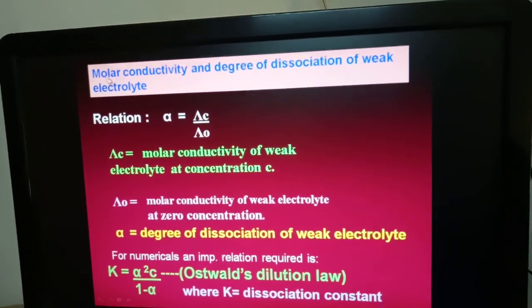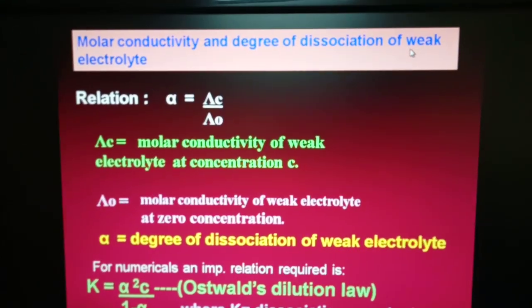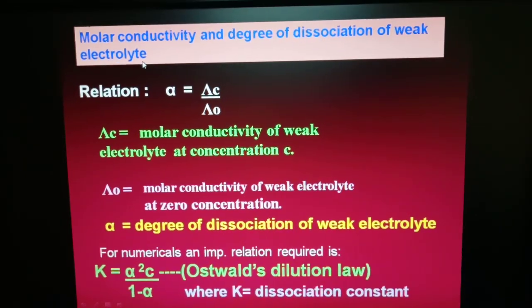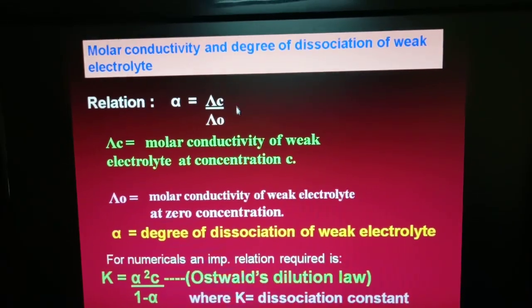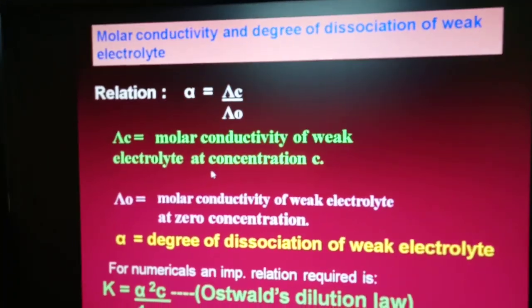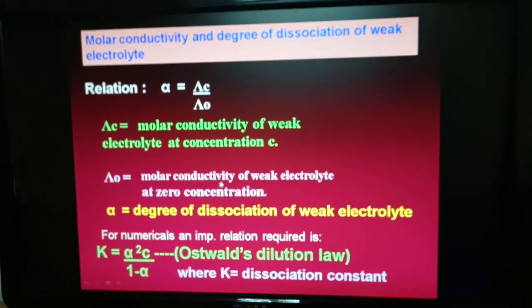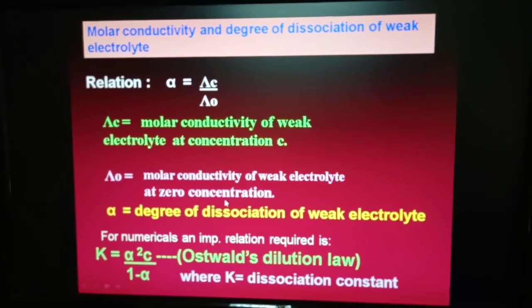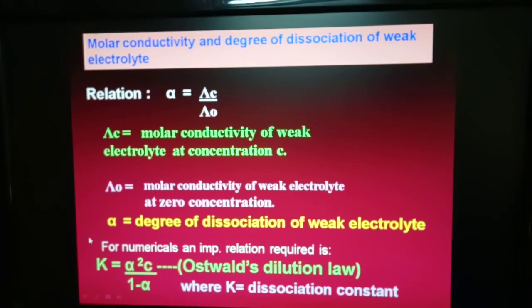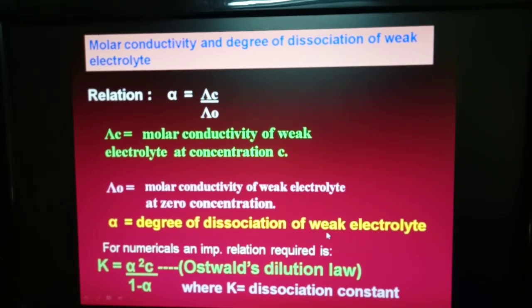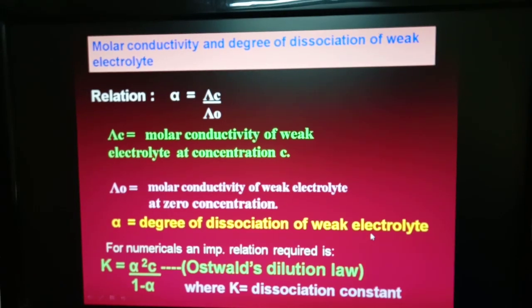Next, we will study the relation between molar conductivity and degree of dissociation of a weak electrolyte. We should know only the relation; there is no need of derivation. The relation is alpha is equal to λC upon λ0. What do you mean by λC? λC is the molar conductivity of the weak electrolyte at concentration C, and λ0 is the molar conductivity of the weak electrolyte at 0 concentration. Alpha is the degree of dissociation of the weak electrolyte taken.